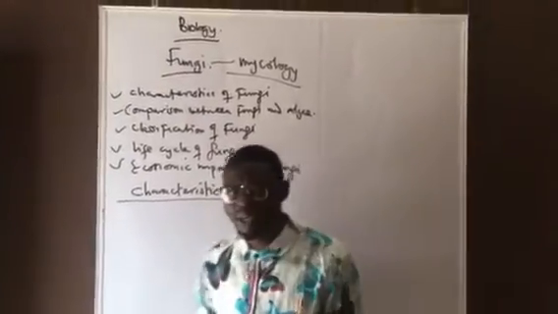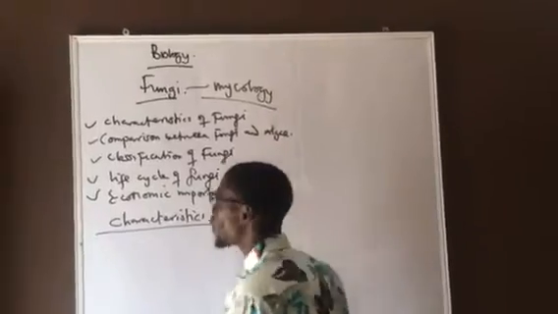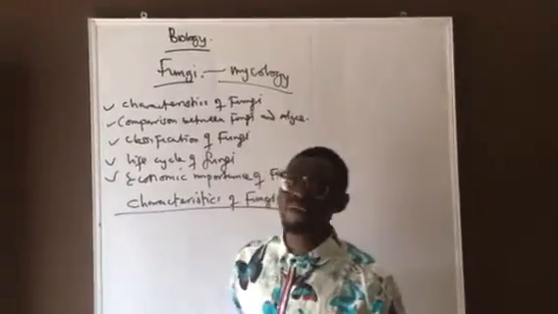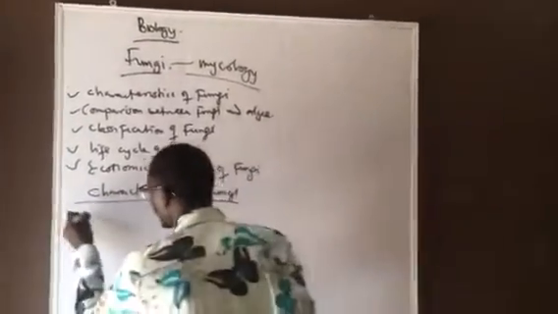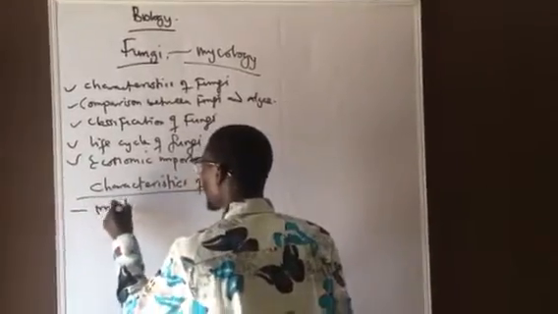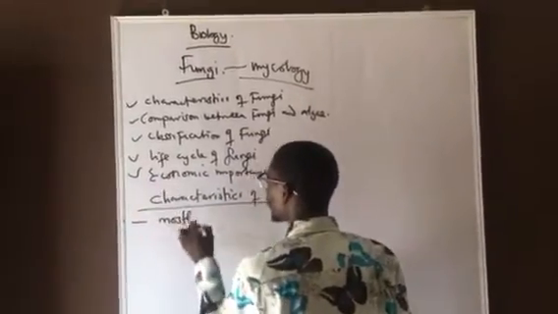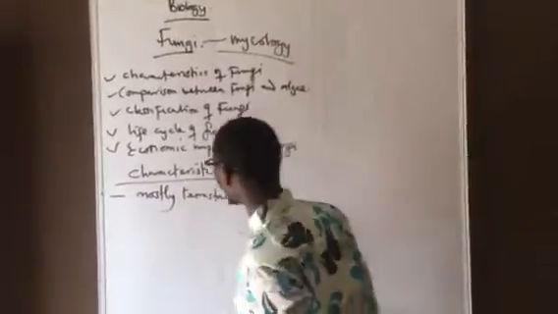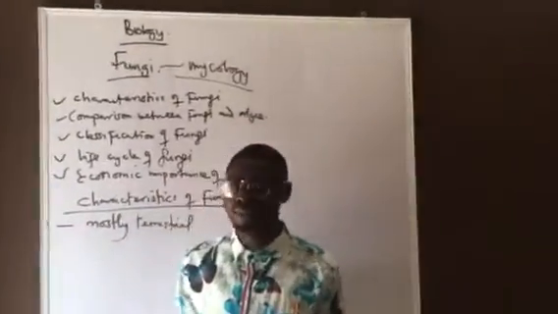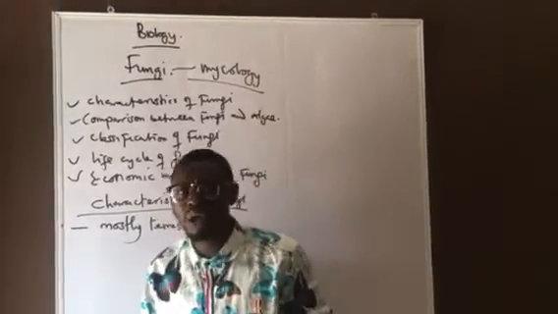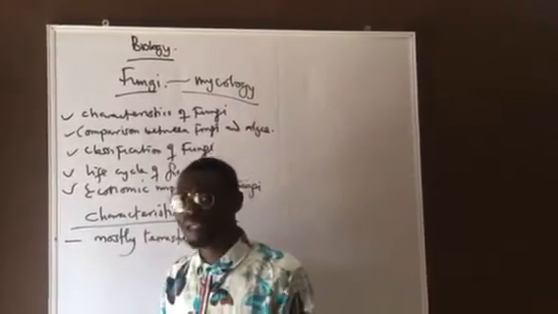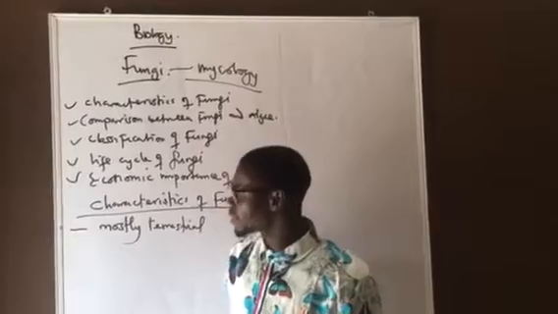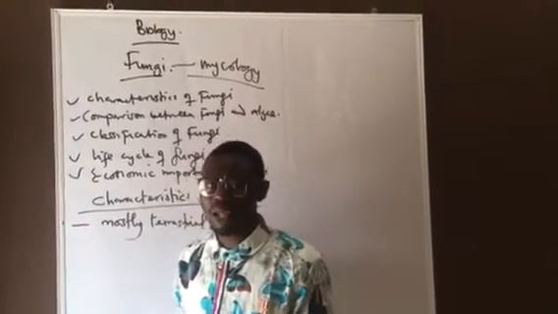So first of all, the characteristics of fungi. Fungi are mostly terrestrial. However, a few can be found in aquatic environments. So they are mostly terrestrial organisms, found on land, but a few can also be found in aquatic environments. That is their habitat.